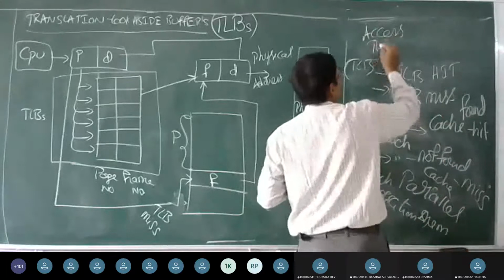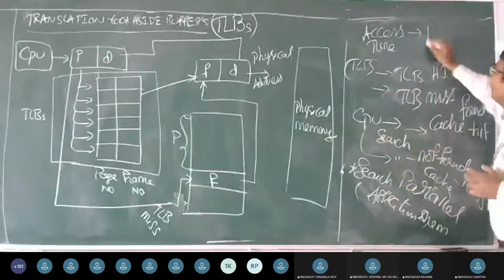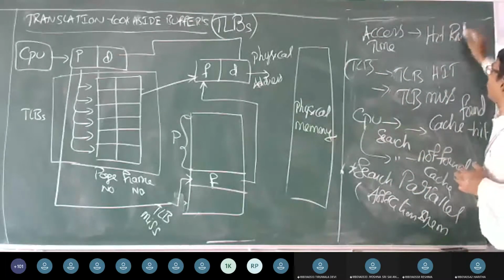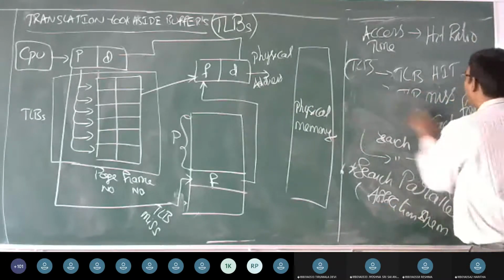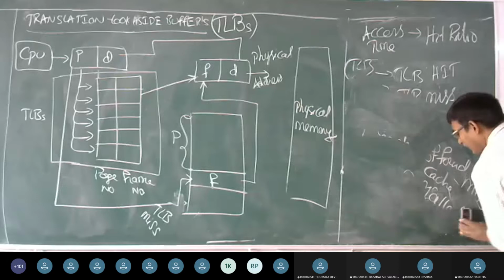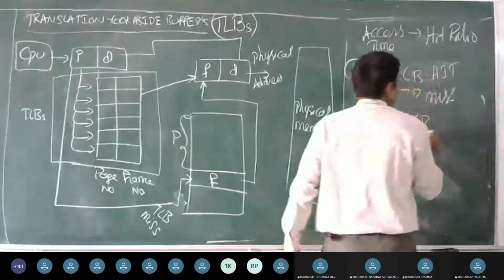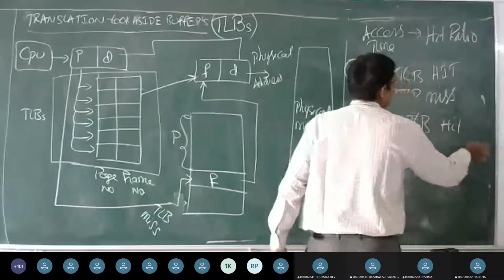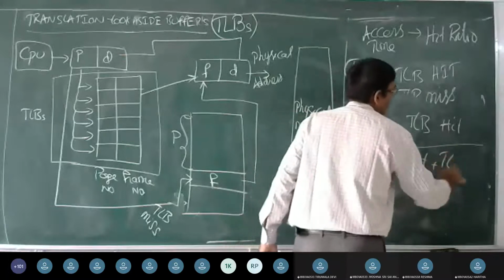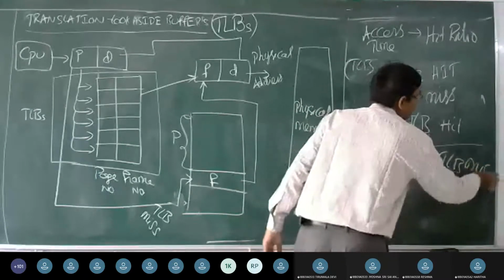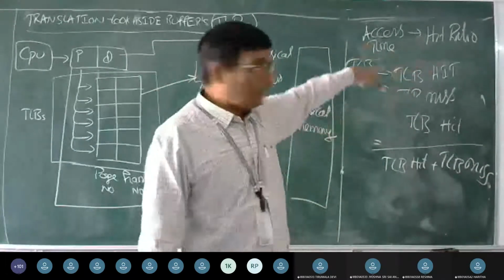With this hit and miss, how are we going to find the access time? We find the access time with a term called the hit ratio. So how is this hit ratio identified? It is identified as TLB hits divided by TLB hits plus TLB misses. So the access time is computed using the hit ratio.